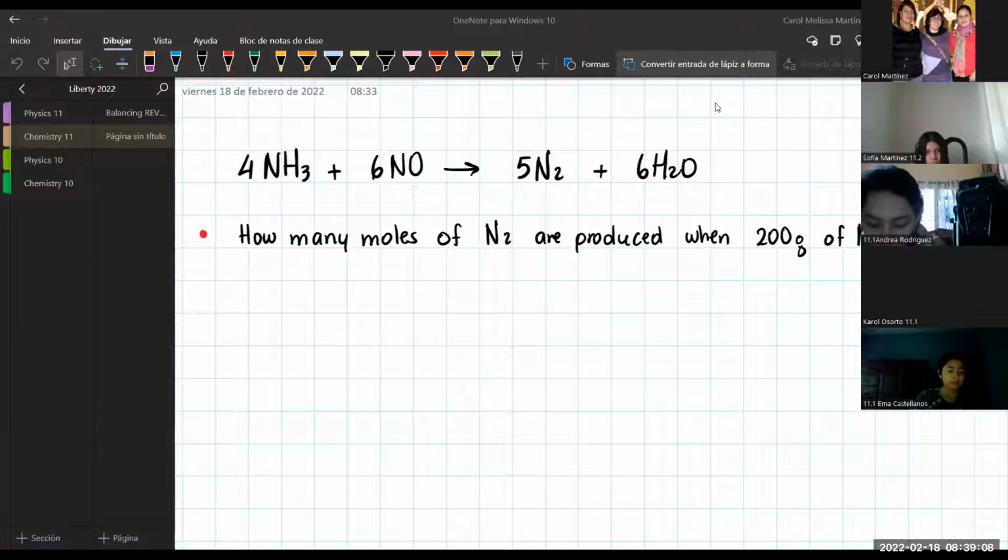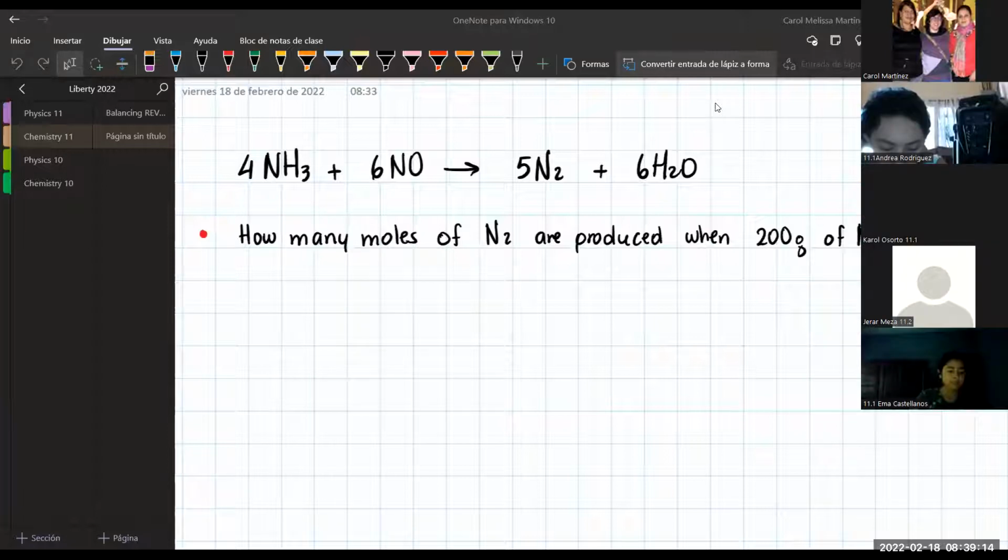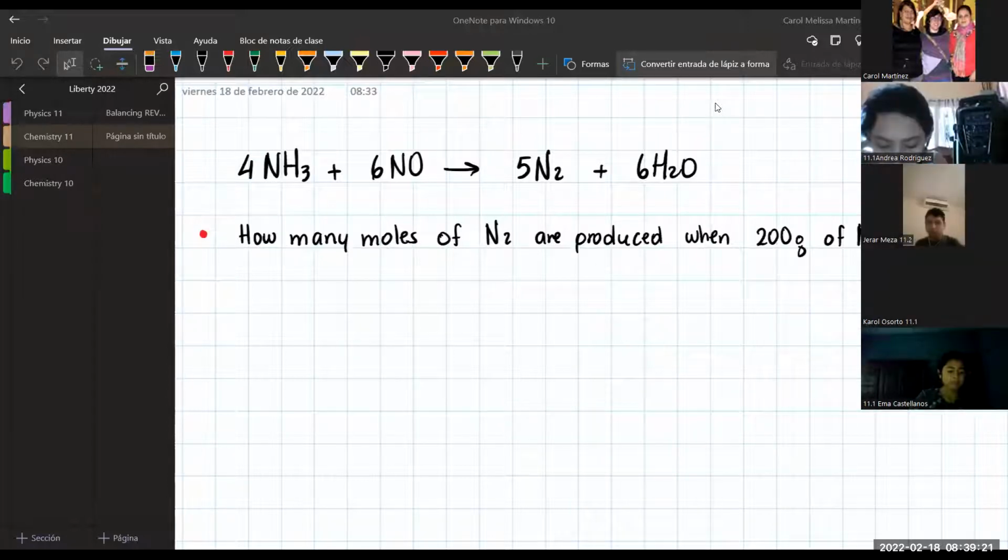First we need to identify what kind of conversion we need to do. Do we need to do mole to mole conversion, gram to mole conversion, or mole to gram conversion? To know that, we analyze what is given to us and what it is asking us to find.